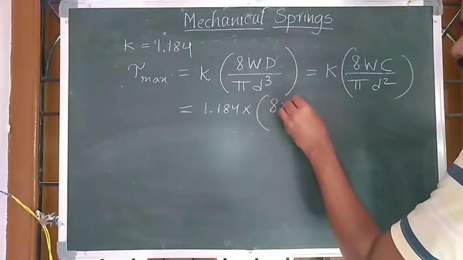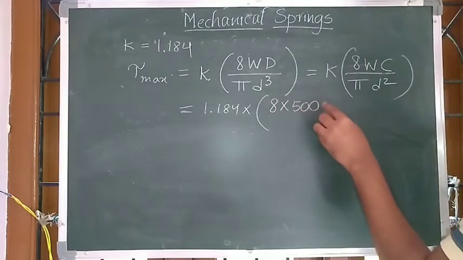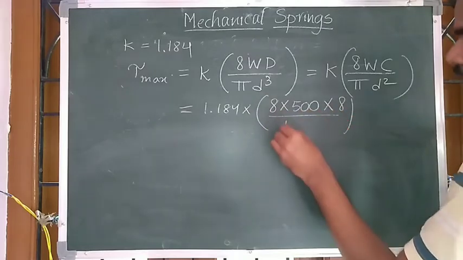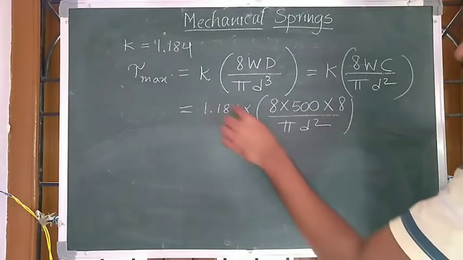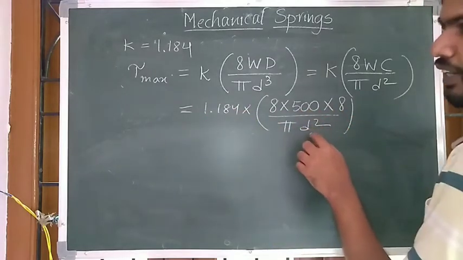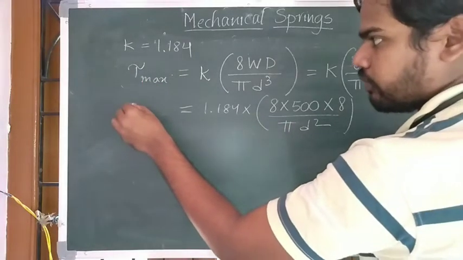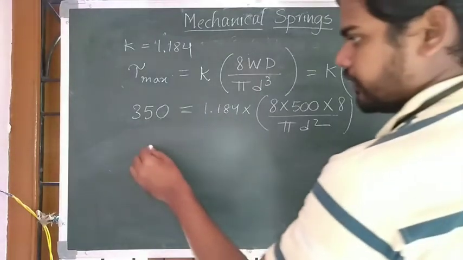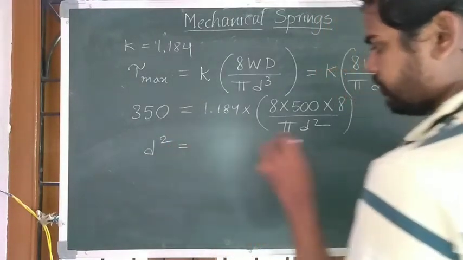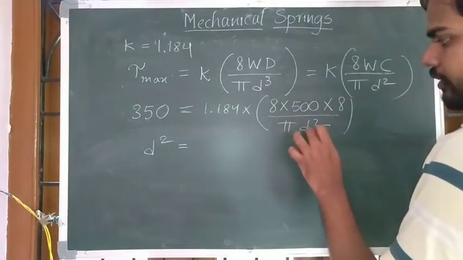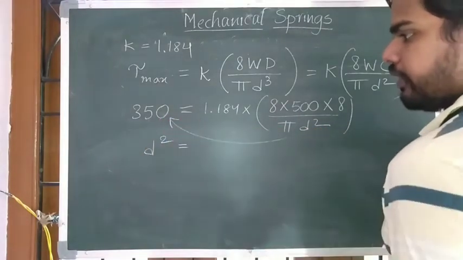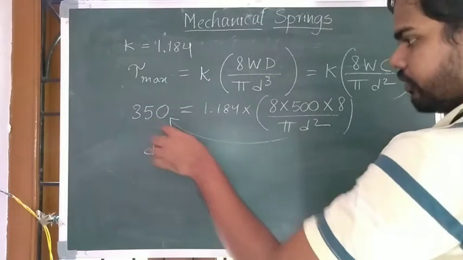8 into W means load, so 500 Newton is already given, and the C spring index is 8, divided by 5 square. So here the only unknown is the wire diameter. Tau maximum is already given, 350. Now just rearrange the terms. Let us take this d square to the left hand side, and 350 to the right hand side.